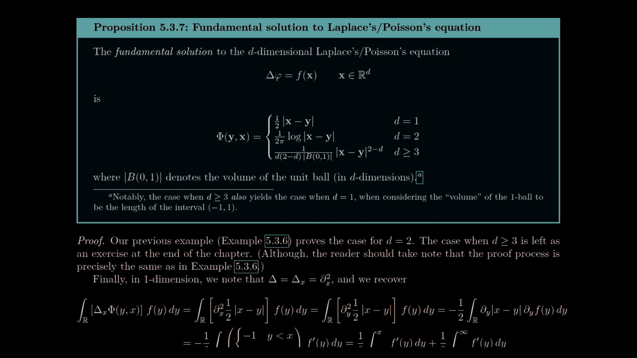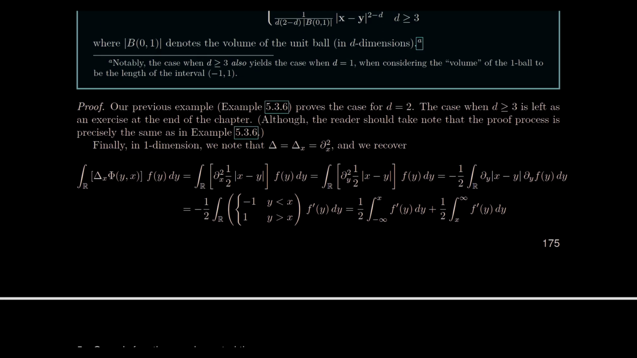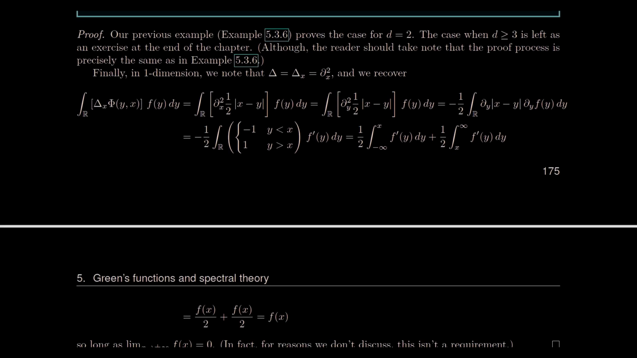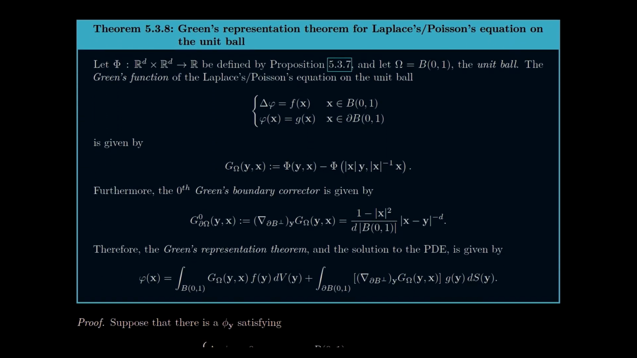But what this allows us to do is find the Green's function for Laplace's or Poisson's equation in very special situations. Now I've got a proof of this as well, but one of them is saved as an exercise, and the one-dimensional case is pretty easy to prove, but I won't go through that here. Instead, I'm going to move ahead to the Green's representation theorem for Laplace's or Poisson's equation on the unit ball.